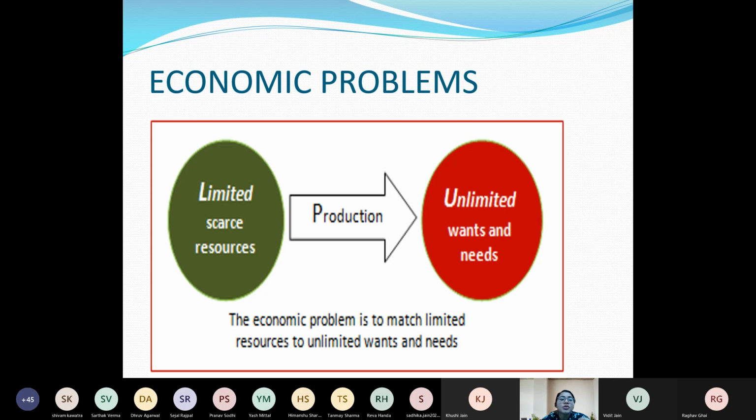Because of this alternative use of resources, here comes the decision making of economics. How economics theory can be utilized, how these resources can be utilized so that for a business owner there can be maximum revenue and minimization of cost.